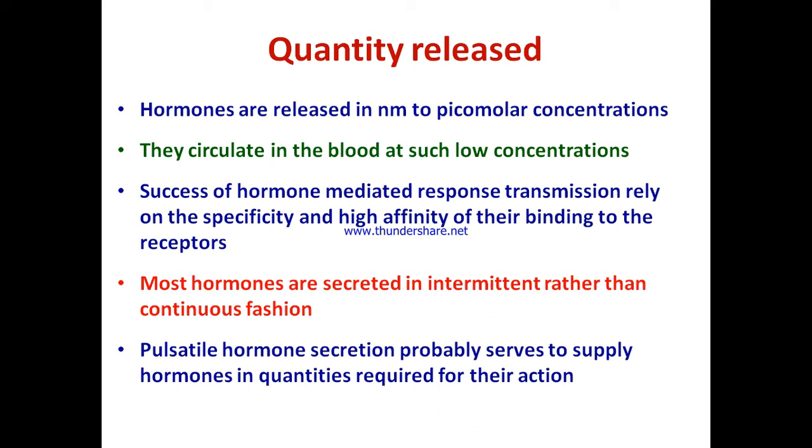Most hormones are secreted in intermittent rather than continuous fashion. Almost all hormones are released in an intermittent fashion, not continuously. It has a specific reason that we will discuss in coming slides. So they are not continuously released. You know that it is released in picomolar or nanomolar concentration, and continuous release will cause dilution of the hormones. But if they are released intermittently, enough quantity can be released at that time, and that serves to supply hormones in quantities required for their action.